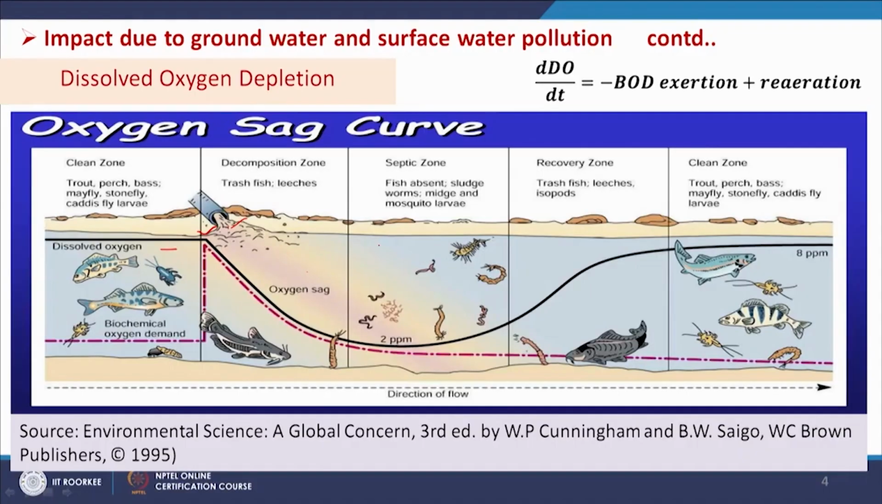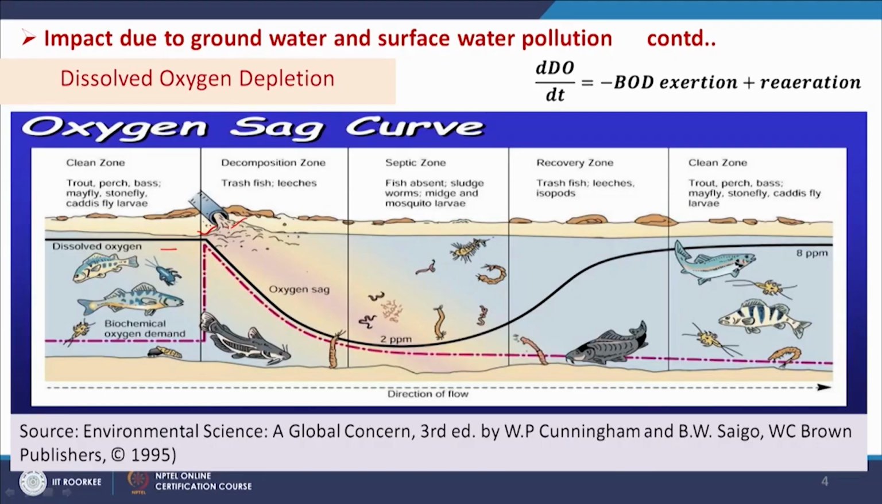As we go downstream, oxygen is entering the water at the same rate, but the oxygen requirement for degradation is initially increasing and then gradually decreasing, because all the organics will be consumed at a certain time and then the oxygen requirement will be reduced. However, oxygen diffusion from air to water will increase and ultimately it will again reach the saturated value of DO. This is called the oxygen sag curve, and this is a natural phenomenon which happens in the river stream.